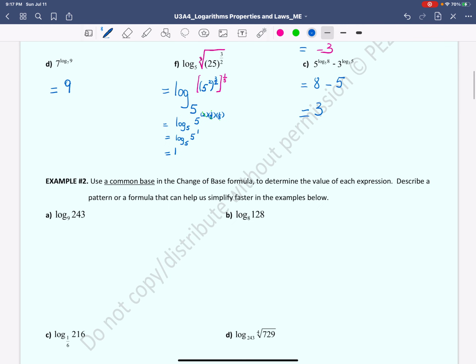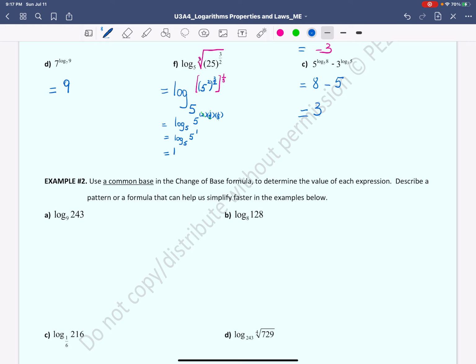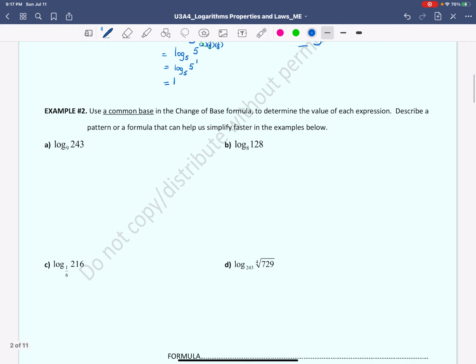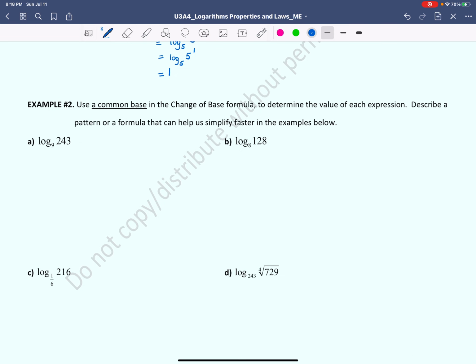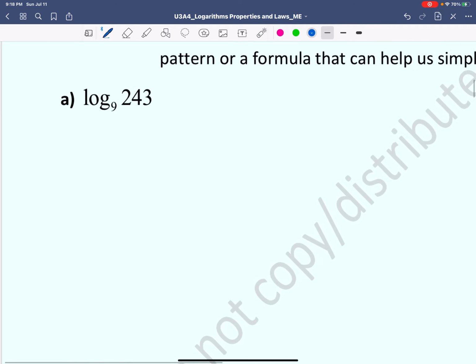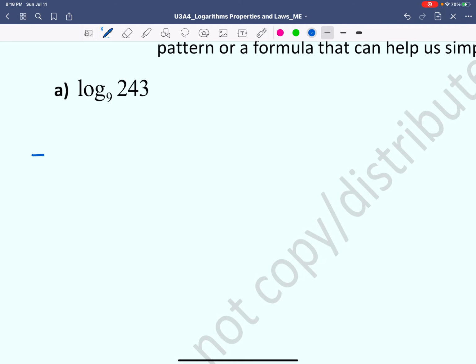Now we're going to use the change of base formula to determine the value of each expression, and we are going to discover some very interesting patterns here, so prepare for it. So what we have is log with base 9 of 243. If we want to use the change of base formula, it means that we can make this into a fraction, log of 243 over log of 9.